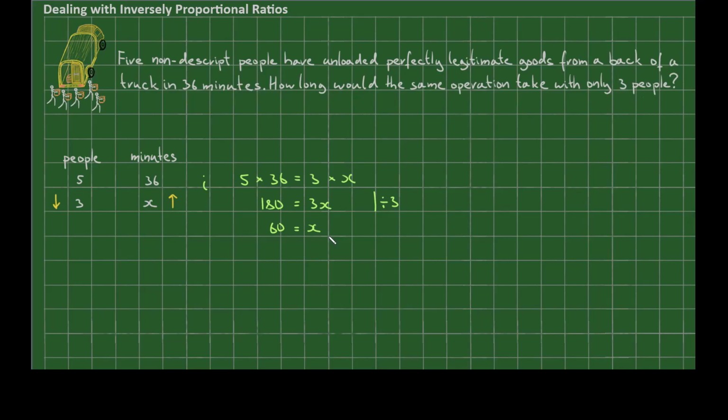Although this is my favorite method to solve inversely proportional problems, it is not the only one. By what factor has the number of people decreased? In order to answer that, I need to take 5 and divide it by 3, and that will give me 1.66 recurring. And if I take that factor and multiply it by 36, I will end up with 60 minutes yet again. Let me solve one more problem.